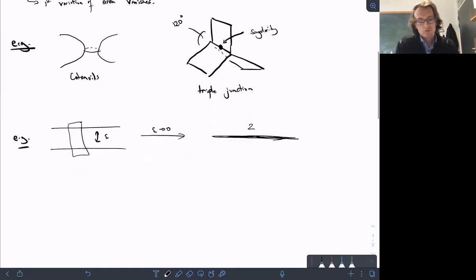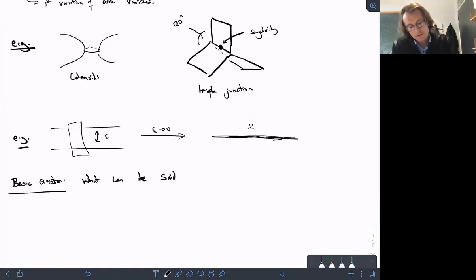So the basic question we're going to be looking at is what can be said about the local structure of V, a stationary integral varifold, about a singular point.